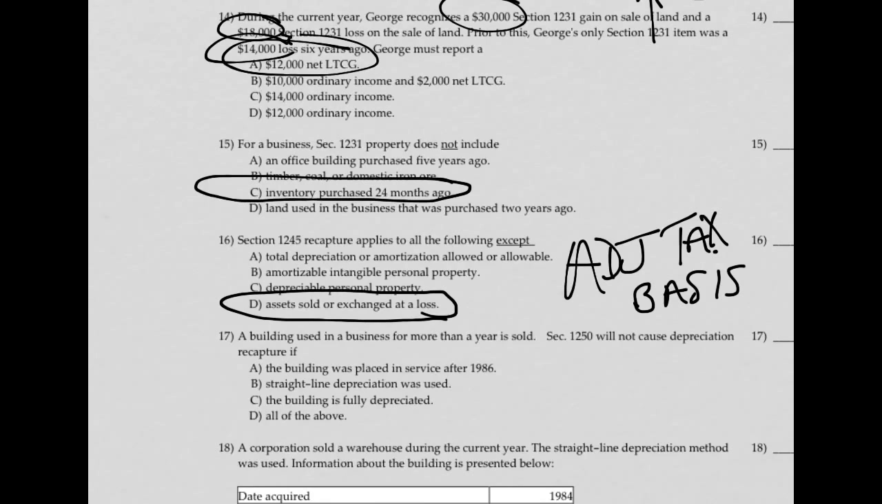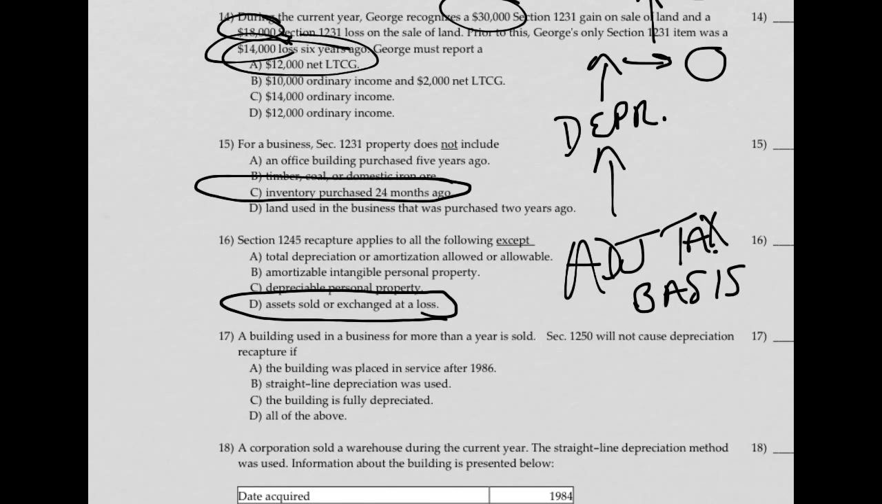Because the first hours above that adjusted tax basis could have been depreciation, and that's where we have the recapture. When we get above depreciation, we go back to capital gain or section 1231, whatever it is. That's what's going on there.